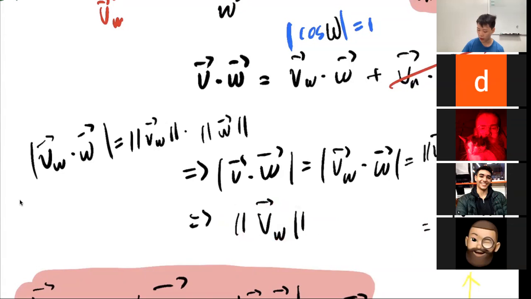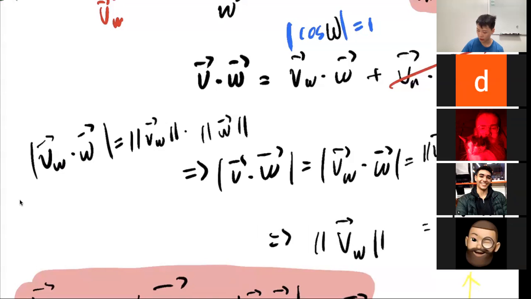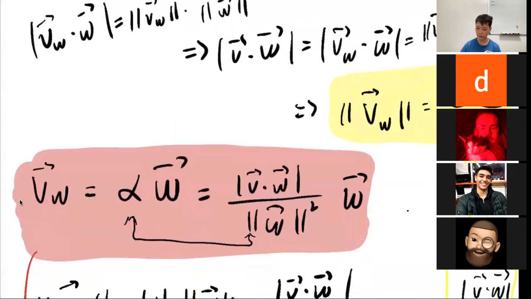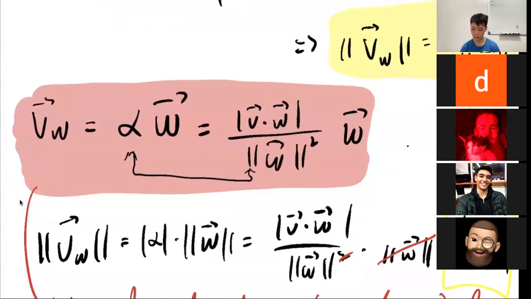The length of V_W is precisely the absolute value of V dot W divided by the length of vector W. I think this should be easier to understand, a lot easier to digest. I was really confused earlier with the cosine and how it simplified to that, but it makes sense now. So that's how we obtain the formula of this orthogonal projection.